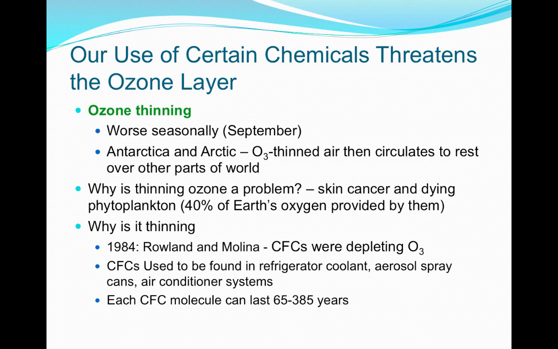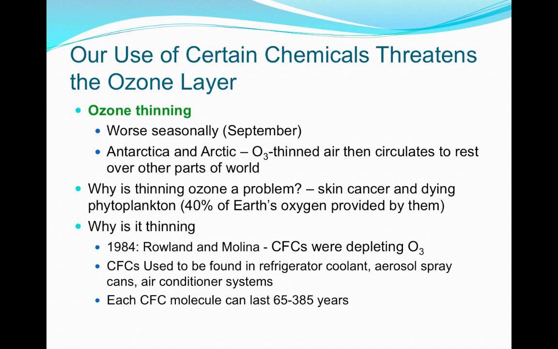All right, now let's go into the next layer of the atmosphere, the stratosphere. This is where the ozone layer is. The stuff that happens in the troposphere, like the smog, does not affect the stratosphere. This is a whole other thing. All right, the ozone layer is thinning. I'm sure you've heard of this before. I'm going to mention this again in class. It's seasonally worse in September. It's also worse at the poles. It's very thin there.